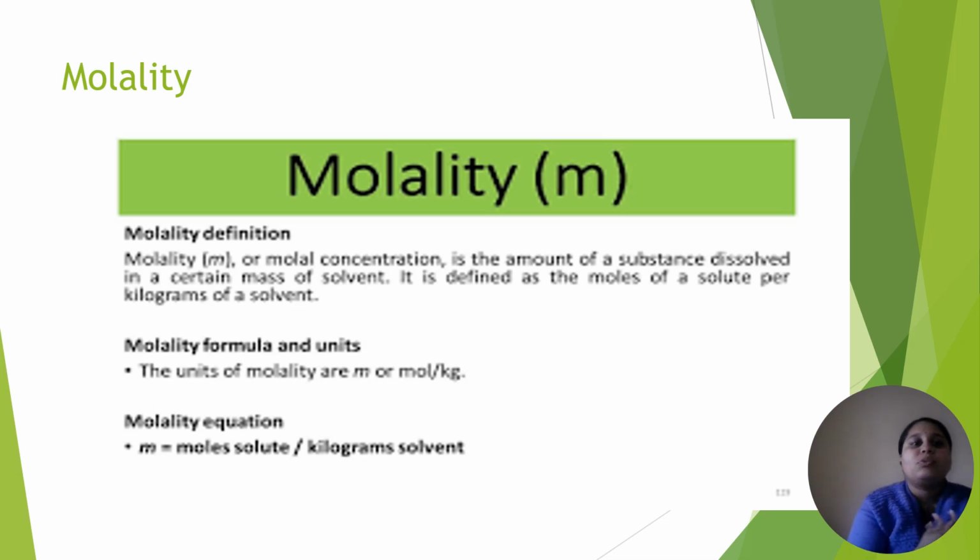Molality. So molality or molal concentration is the amount of substance dissolved in a certain mass of solvent. It is defined as moles of a solute per kilogram of a solvent. So units of molality are m or mole per kg. So the formula to calculate molality is moles of the solute by kilograms. In molarity it is liters, in molality it is kilograms.